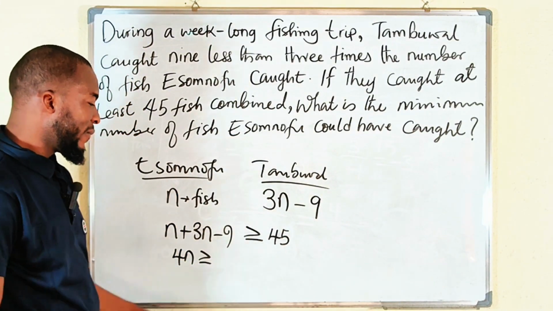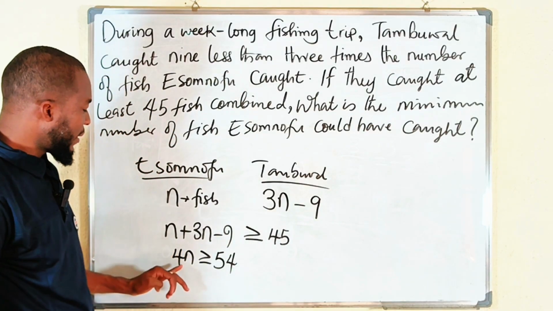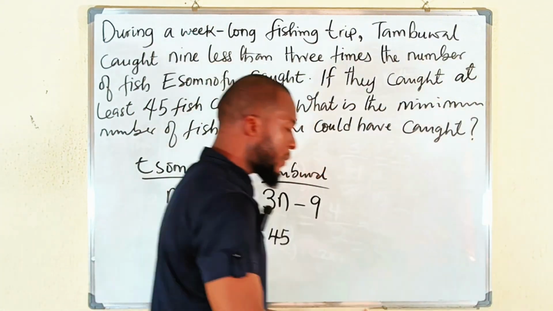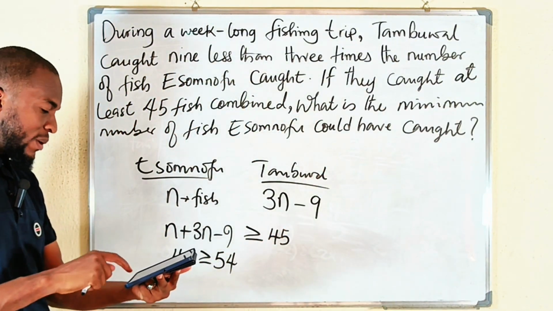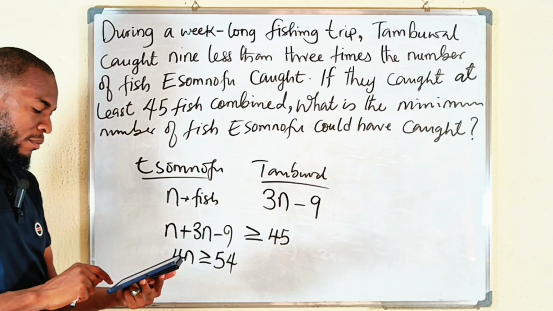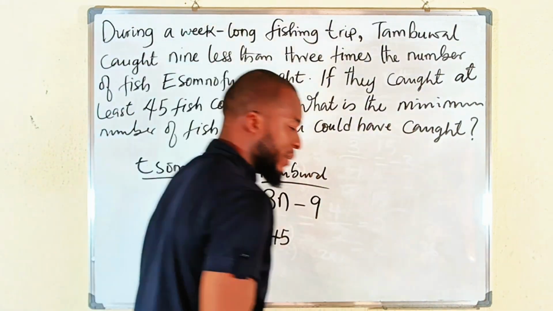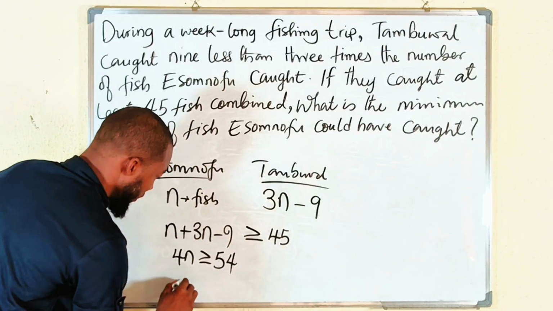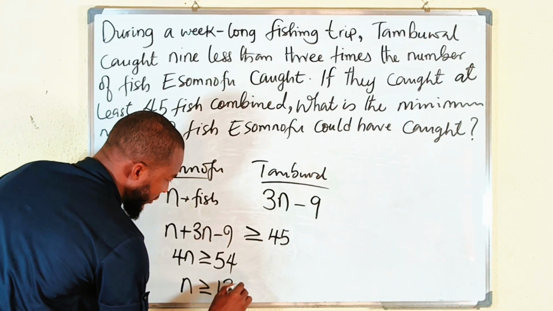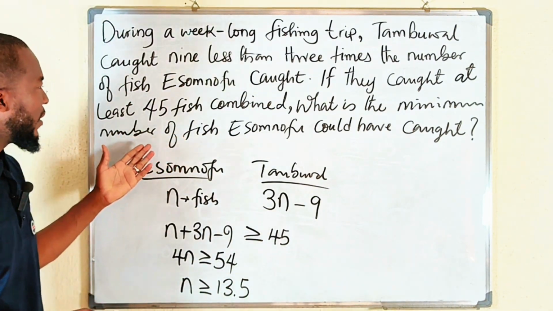5 will join this to make it 50, and 4, 54. But 4 is not a factor of 54, so let me see. It is going to be a decimal. 54 divided by 4 is 13.5. So if you divide both sides by 4, you have 13.5.